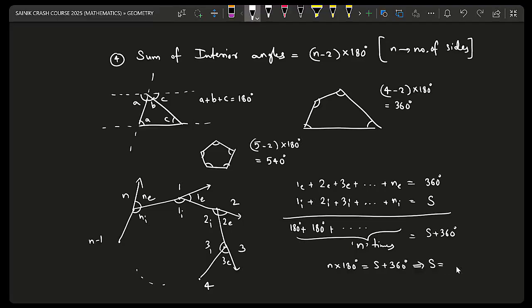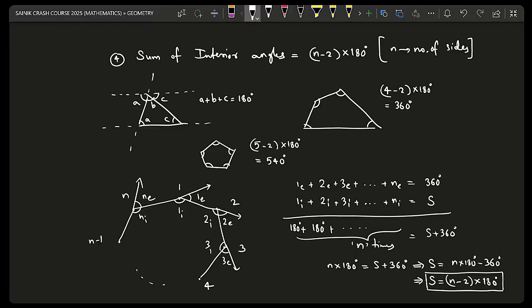Transpose 360 degrees to the left side, so we'll be getting n into 180 degrees minus 360 degrees. Now what can be taken common? 180 can be taken common, so we'll be getting n minus 2 into 180 degrees. So finally we got the formula for the sum of interior angles. What is this? n minus 2 into 180 degrees. So this is the formula.